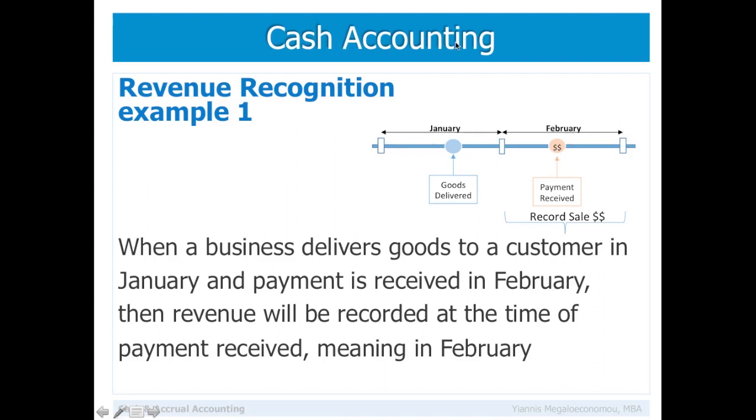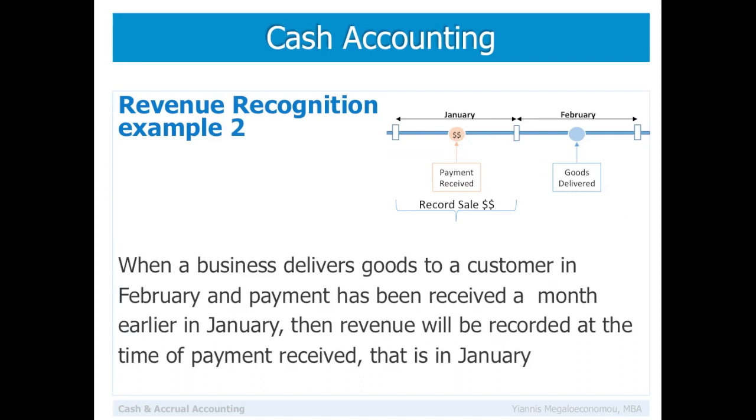So according to the cash accounting method, for this transaction of delivery of goods, this type of business, since it uses the cash accounting method, will record its sales revenue at the time that payment has been received from the customer. That means that payment received is in February. Therefore, as you can see here, we're going to record the sale in February. So this is one example to see how revenue is recognized by using the cash accounting method.